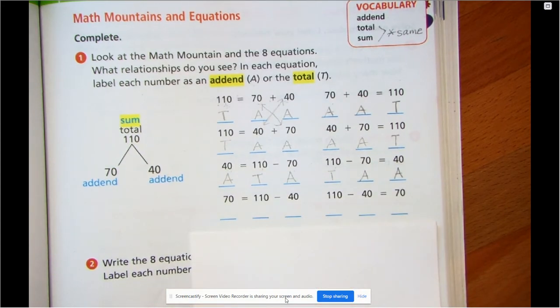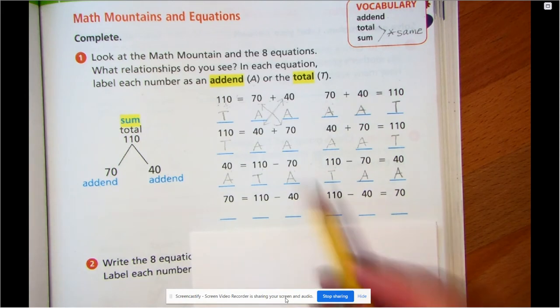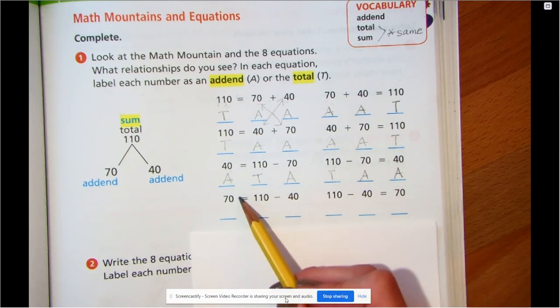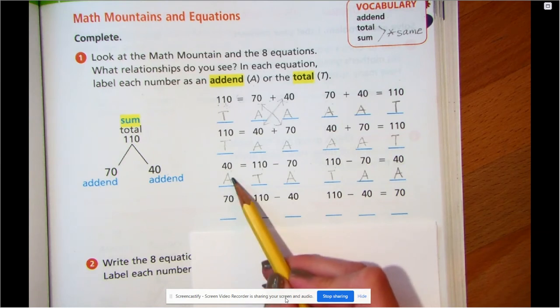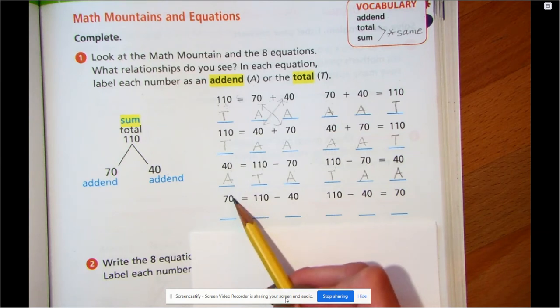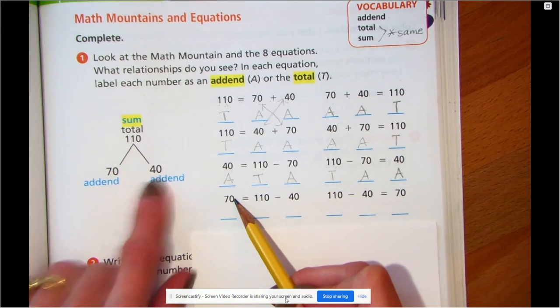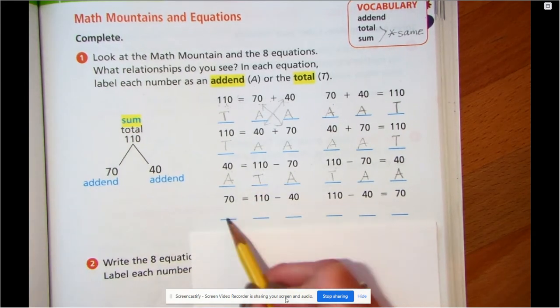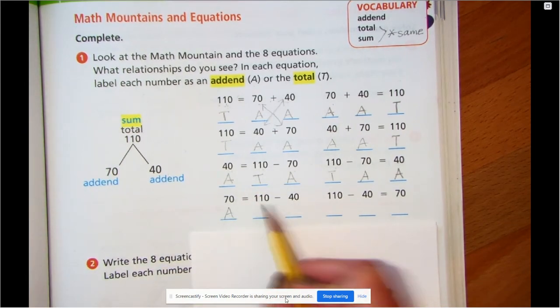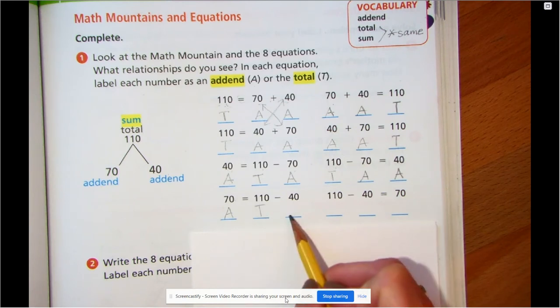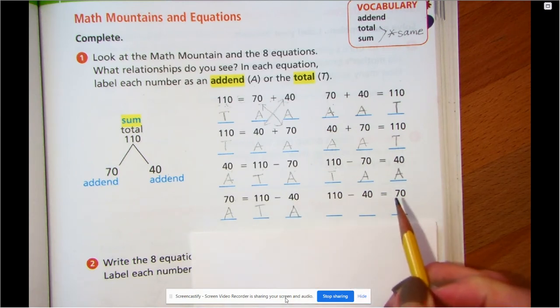Here's the last one. All they did, right, was change the addends. We started with 40, now we're going to start with 70. Right? We started here, now we're going to start here. 70 is an addend, 110 is our total, we're left with the other addend.